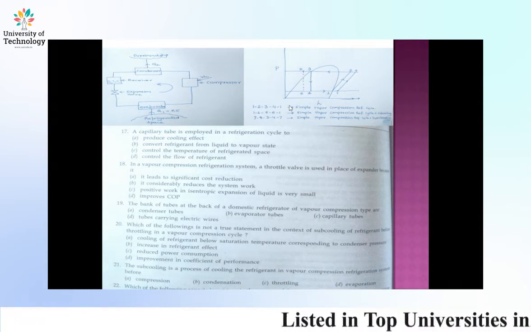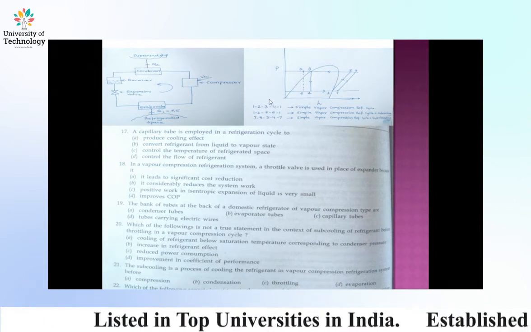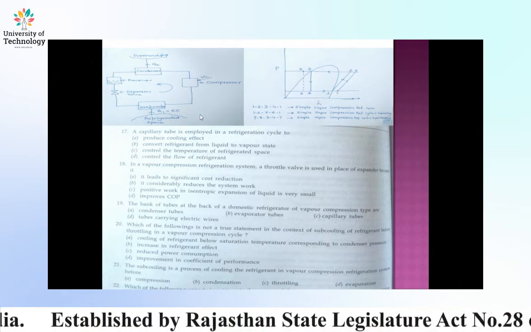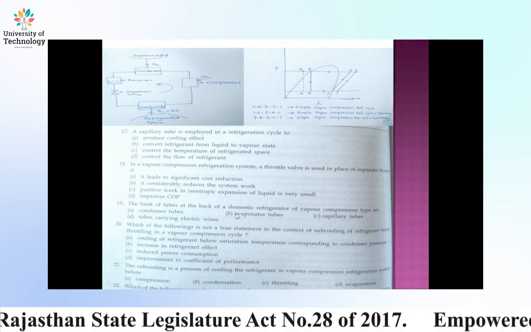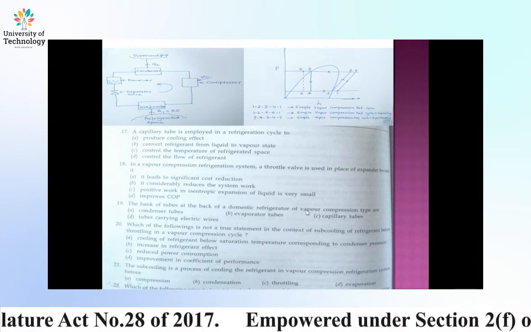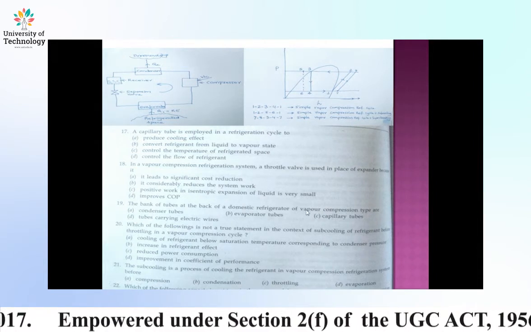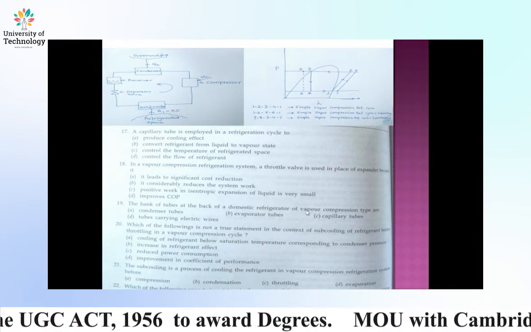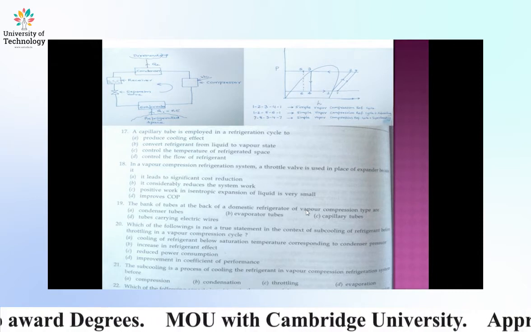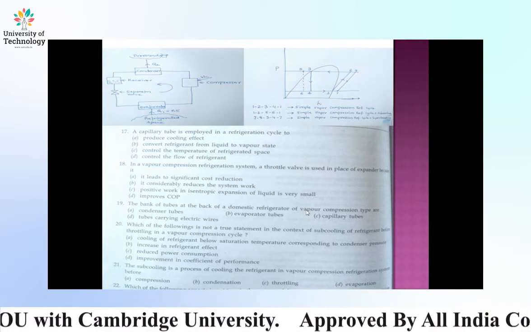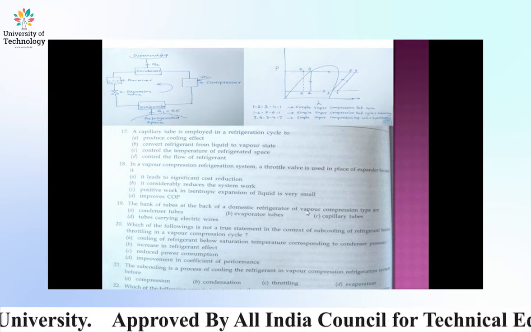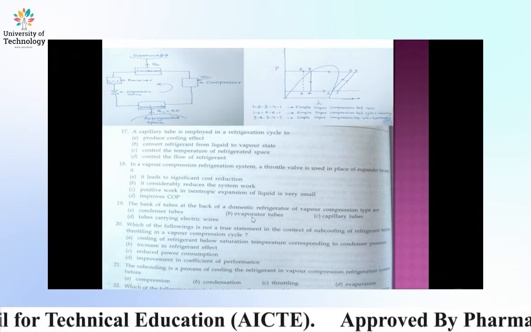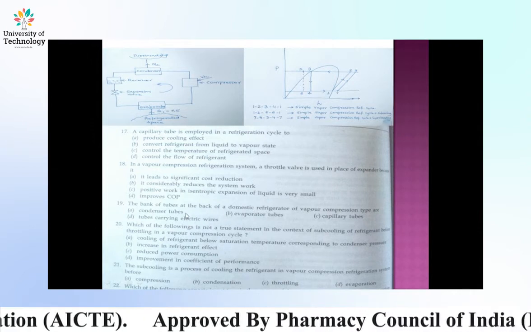Now question number 19. The bank of tubes at the back of a domestic refrigerator of vapor compression type. The refrigerator in our home is a domestic refrigerator. At the back side there are black colored tubes visible to us. These are condenser tubes. So option A is correct.